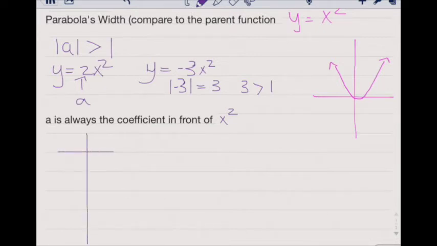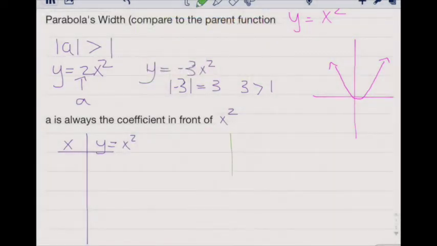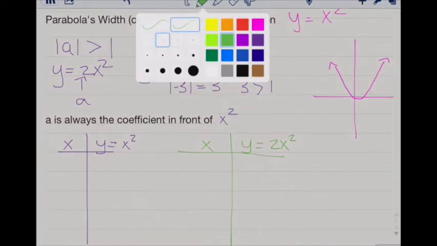I'm going to do two things. In this case, I'm going to consider x and y. In this first case, where y equals x squared. And in my second case, I'm going to consider x and y. But this time, I'm going to say y equals 2x squared. So again, my absolute value of a greater than 1.